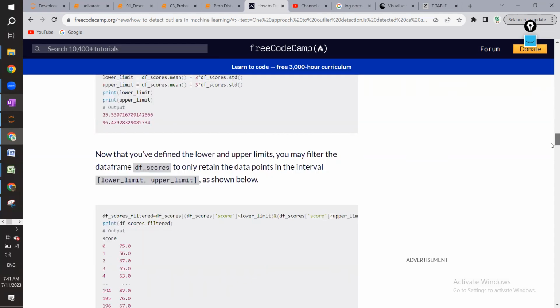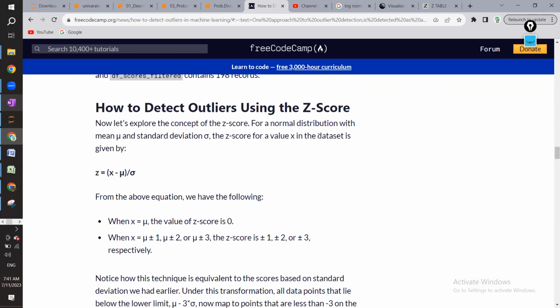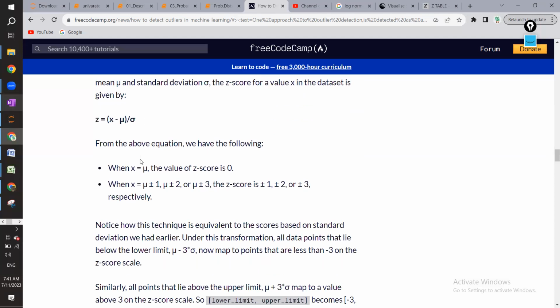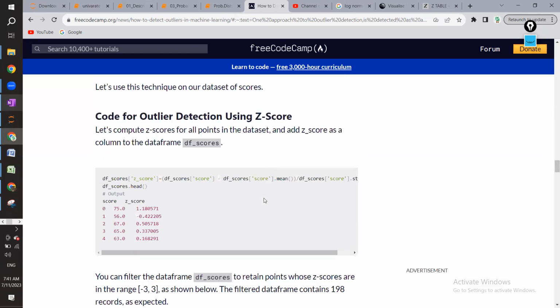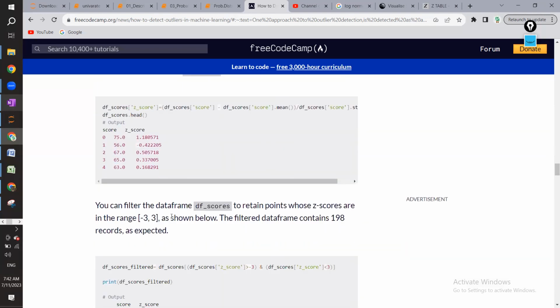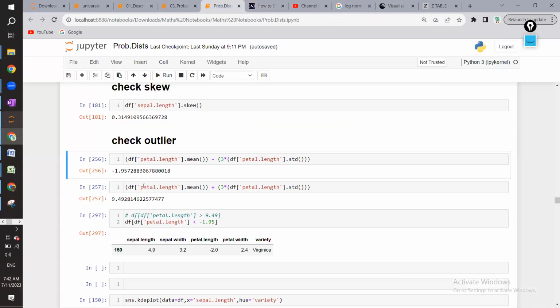Or if you want to use the z-score, that means converting it into standard normal distribution, x minus mu by rho. If you calculate the z-score, you will directly get the lower limit and the upper limit. We can calculate the z-score for each value, and anything less than the lower limit or greater than the upper limit is an outlier. Here we have just calculated the normal distribution.